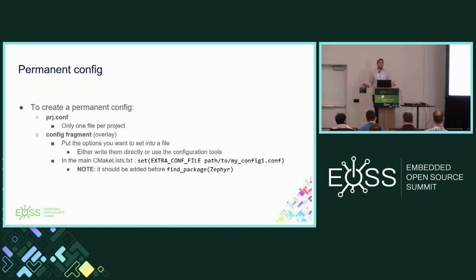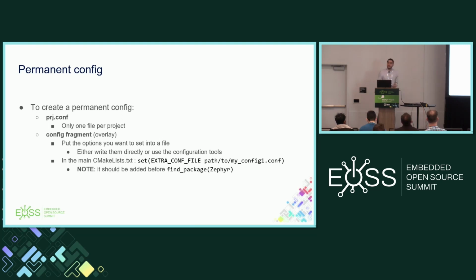So how to create a permanent config? To create a permanent config, you can put it in the project.conf, or you can create an overlay. Creating an overlay, basically you put the options you want to set into a special file, and you either just write them directly if you know what you want to put there, or you just use some configuration tool.